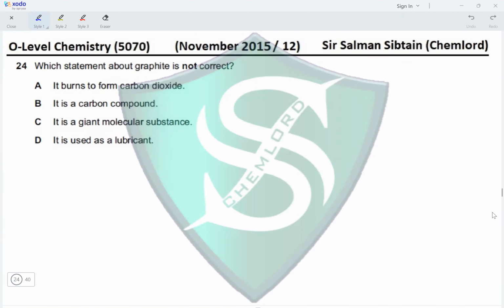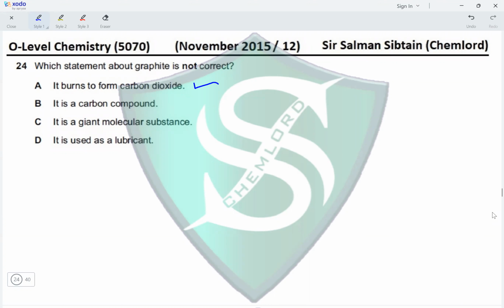Question 24. Which statement about graphite is not correct? It burns to form carbon dioxide. Yes, graphite is an allotrope of carbon. It comprises only carbon atoms. So when it burns in oxygen, it will form carbon dioxide only. So this statement is correct.